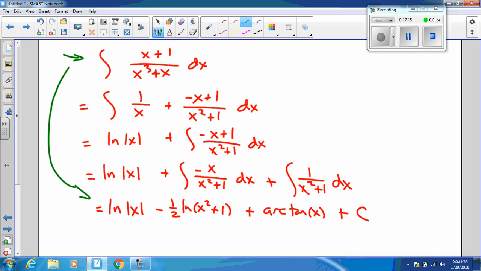And we're done. It was not at all obvious when we looked at this integral at first that we would end up with this antiderivative right here. And so these rational functions will often end up with surprise logs and arctangents as a result.